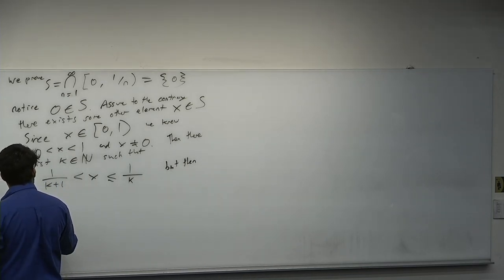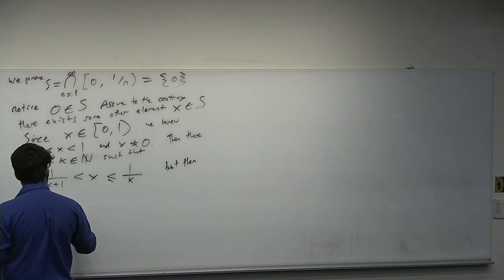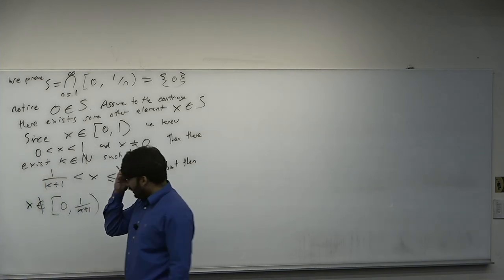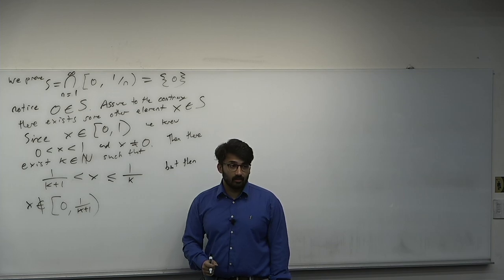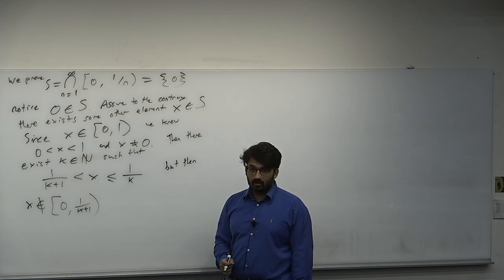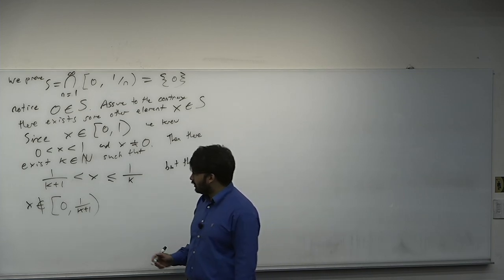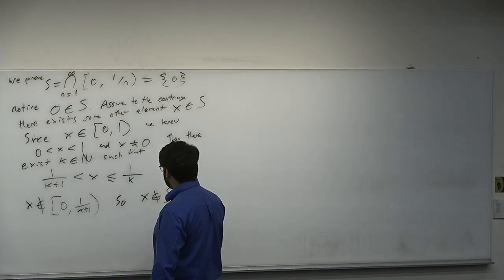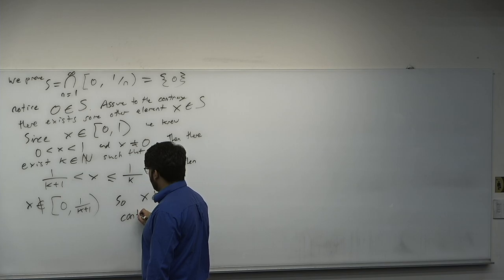X is not an element of the interval 0 to 1 over K plus 1. If it's strictly greater than 1 over K plus 1, X is not an element of the interval 0 to 1 over K plus 1. So X is then not an element of S. Contradiction. Because that is an interval that's taken in the intersection.